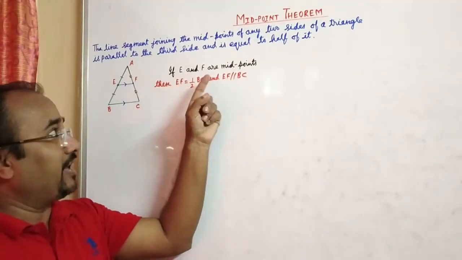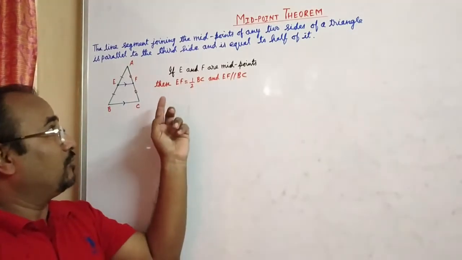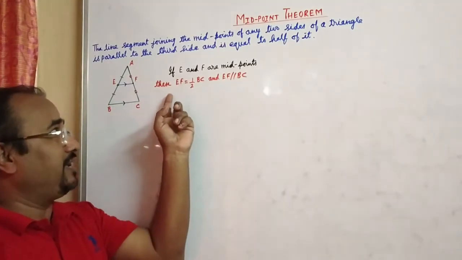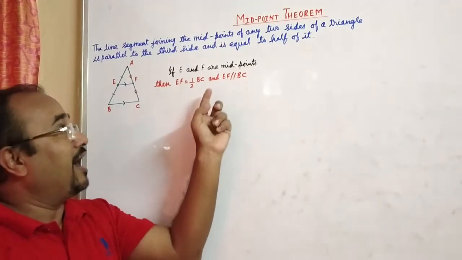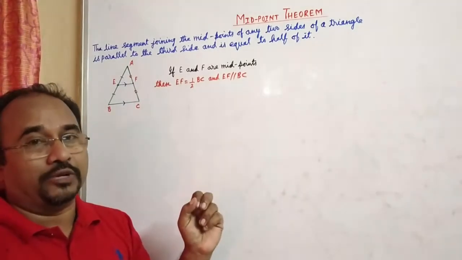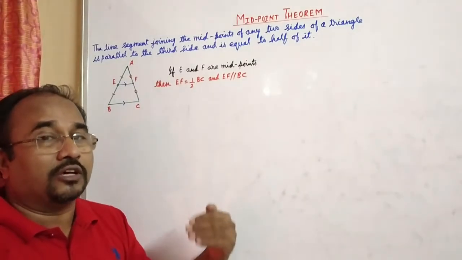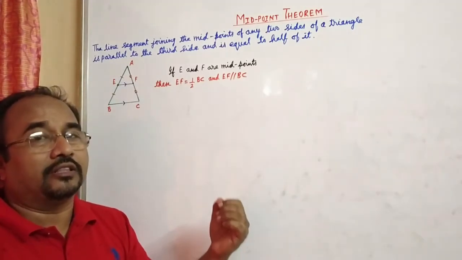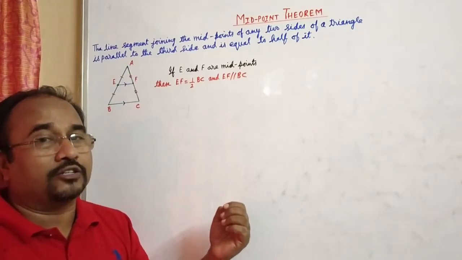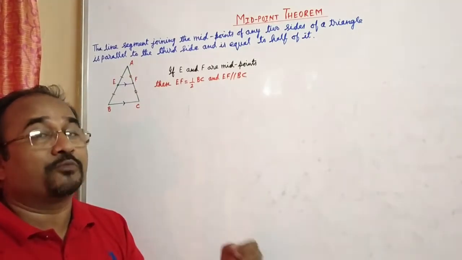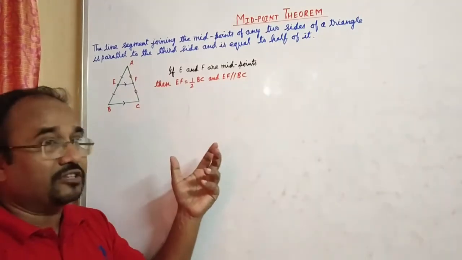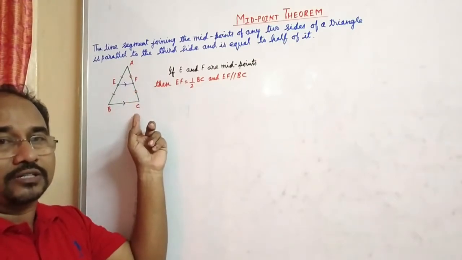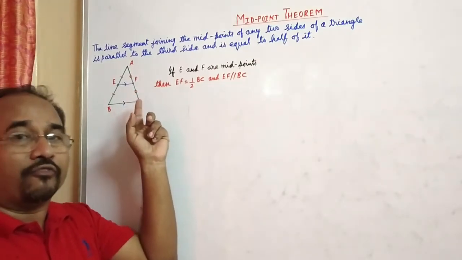If E and F are midpoints, this condition will be provided to us. Then what we can write is EF is half of BC and EF is parallel to BC. We can use this theorem in any sum if the information given in the question is that the midpoints of any two sides of a triangle are provided. So the line which we get by joining the midpoints, we can write it parallel to the third side and also write it half of it.